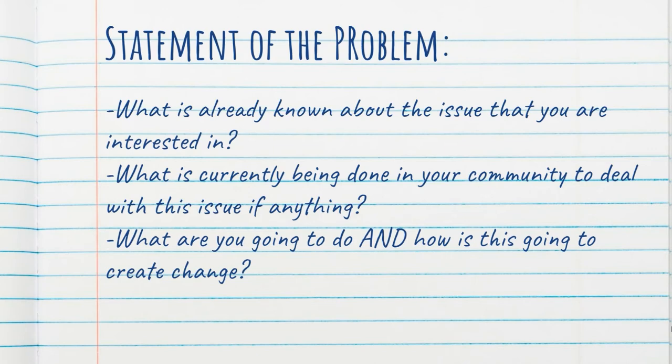Next thing is what is currently being done in your community to deal with this issue, if anything. This is important because the last thing you want to do is do the exact same thing that somebody else is doing. You want to create something new. And the last piece here is what are you going to do and how is it going to create change? So it's not just about this idea of what the issue is, but rather what can you do?